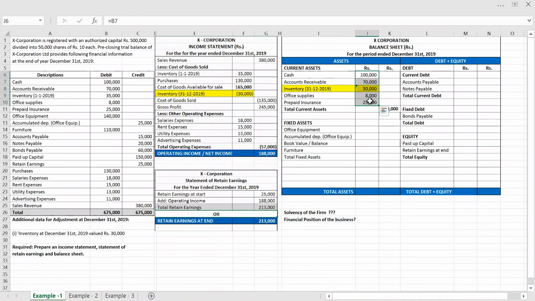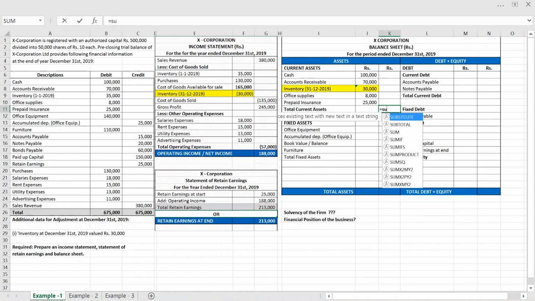Now the next step: you have to calculate the fixed assets.